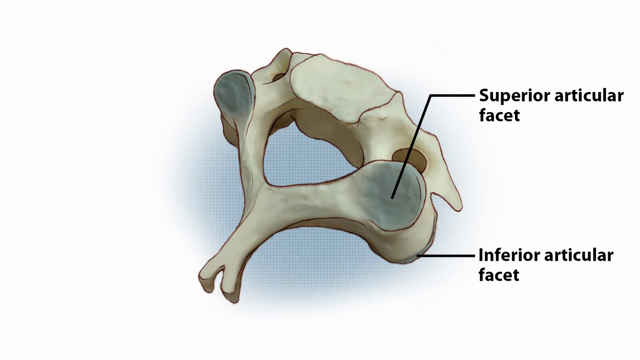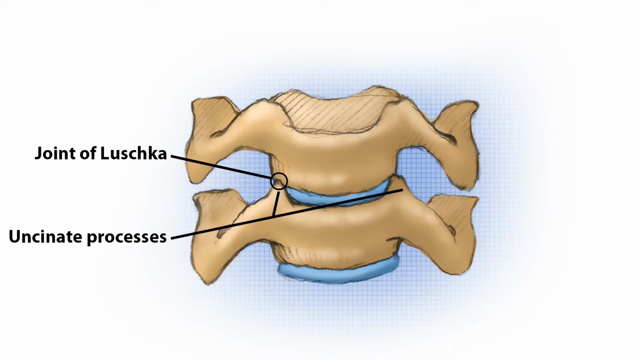Next, we have C2 through C7. These vertebrae articulate with the ones below. They have a superior and an inferior facet and a disc between the vertebral bodies. C3 through C7 have joints of Luschka, or the uncinate processes. These are superior projections on the lateral aspect of the vertebral body. They protect the nerve root by limiting lateral disc herniation.